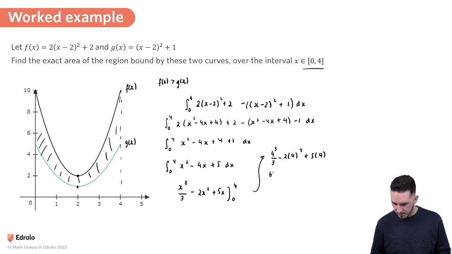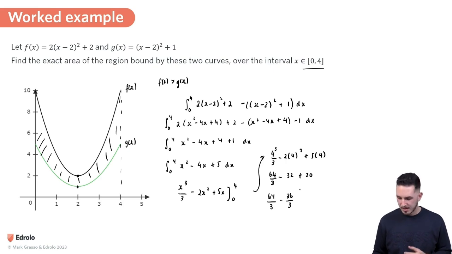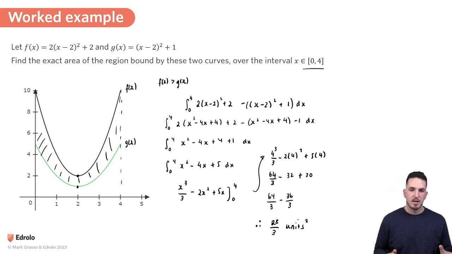4 cubed is 64 on 3, minus 2 times 16 is 32, plus 20. We're left with 64 on 3 minus 36 on 3. The 36 comes from negative 32 plus 20 is negative 12. Negative 12 times 3 to get the same denominator gives us negative 36. And therefore your final solution is going to be 28 on 3 units squared. So again, you can always expand out, then collect your like terms, and then integrate. That works the same as well.